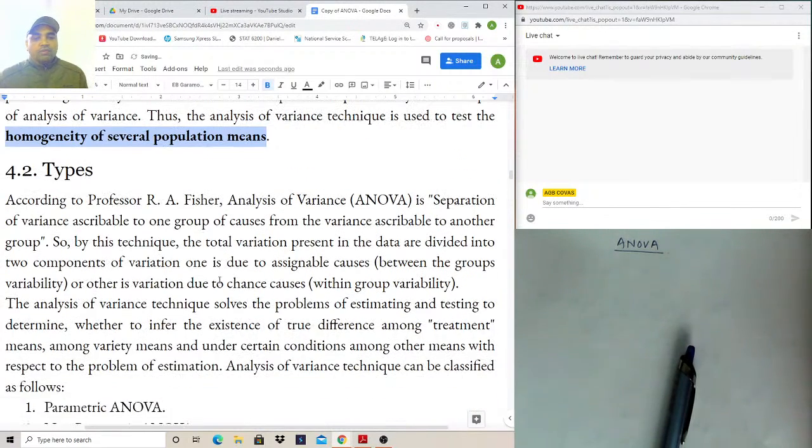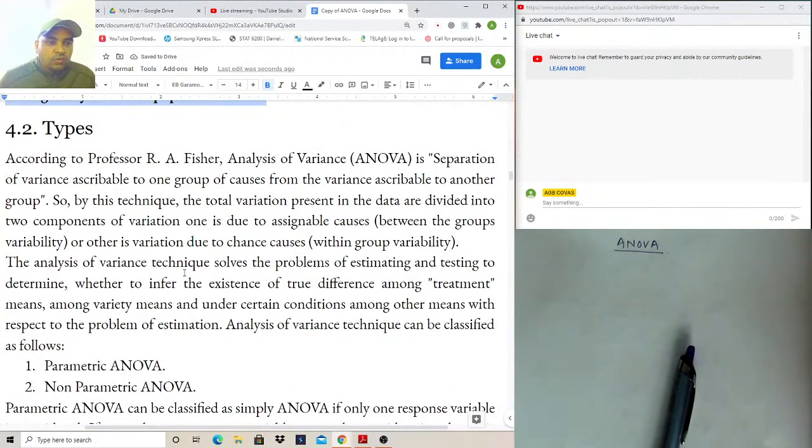Now we will go through some of the types of variance. According to Professor R.A. Fisher, analysis of variance, ANOVA, is the separation of variance ascribable to one group of causes from the variance ascribable to another group.